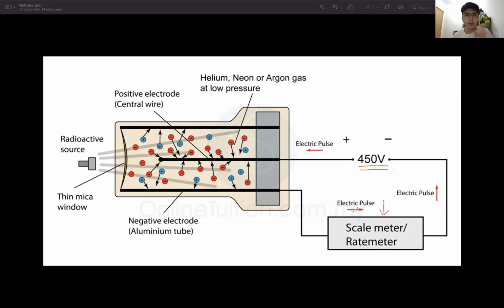Okay, if you remember, radioactivity is the emission of alpha, beta, and gamma, right? And we don't know when it will emit. It's a spontaneous process, right? We don't know when, okay?